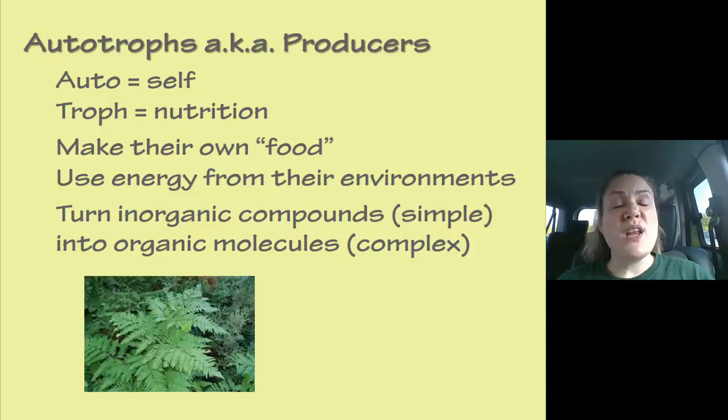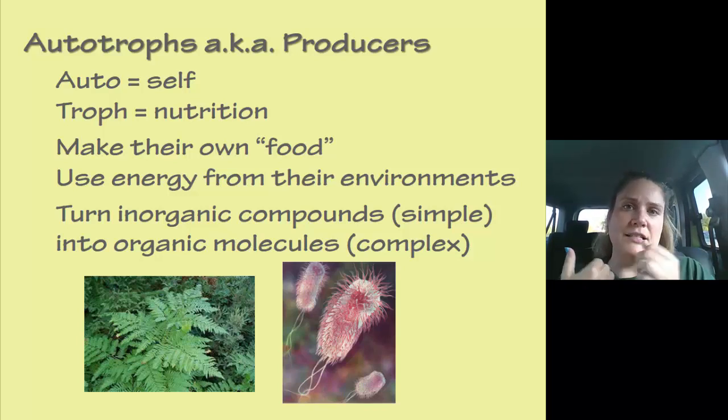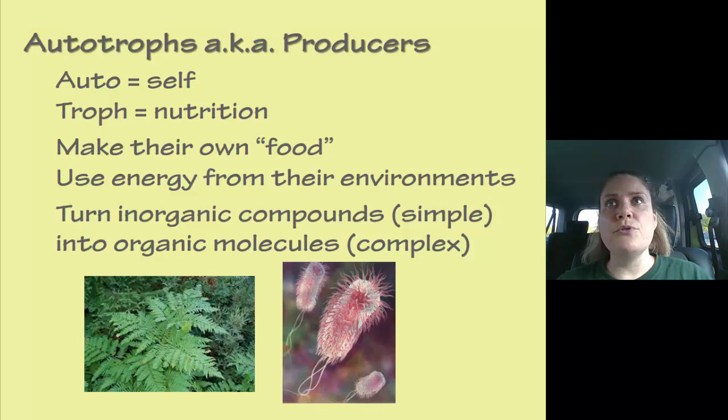Okay, so we know that plants are autotrophs. There are also bacteria that are autotrophs, and there are a whole bunch of other kinds of things that are autotrophs or producers that we don't really think about because we tend to go, oh, producers, plants, done. Okay, but as we go through this school year, you'll learn more and more and more about all of the different kinds of producers that are out there that aren't just plants.